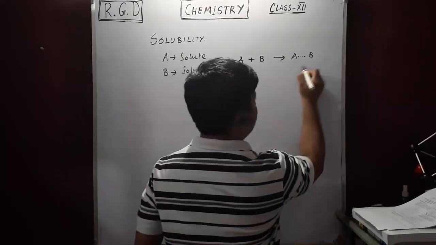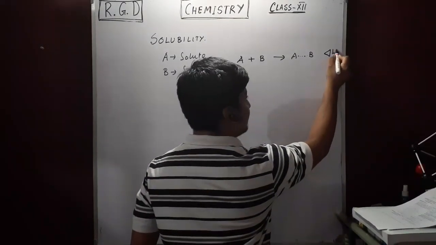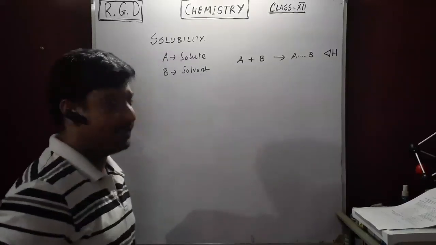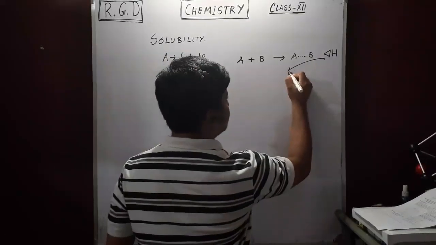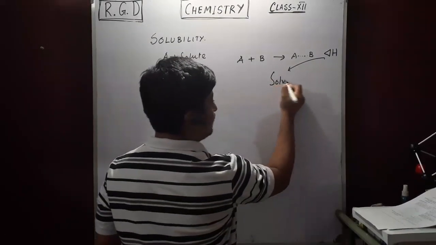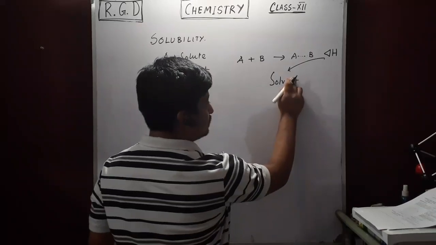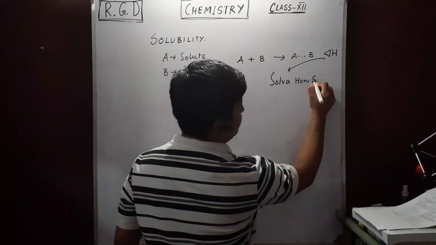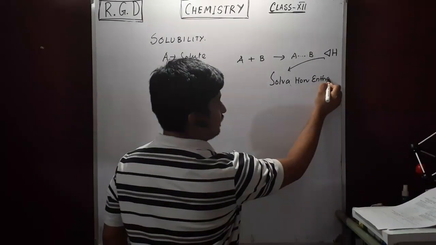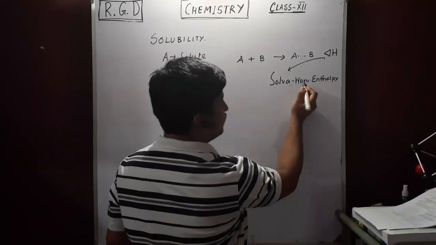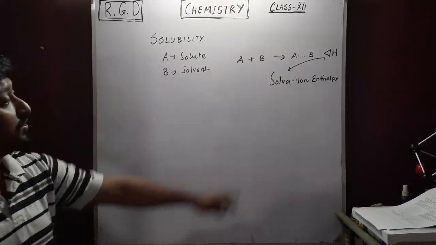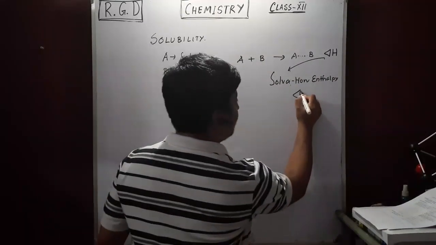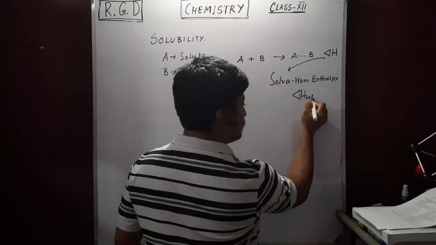So this will have a particular delta H associated with it, right? Enthalpy. Now this delta H is known as solvation enthalpy. Solvation enthalpy. Now this solvation enthalpy we denote by delta H of sol.